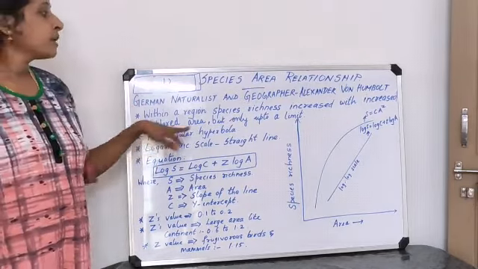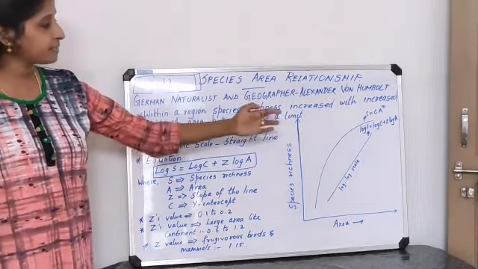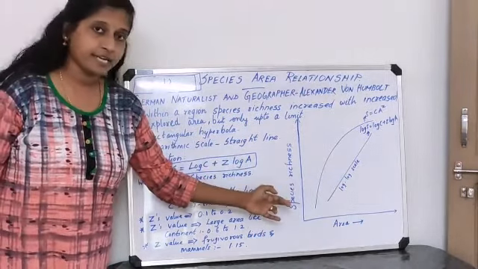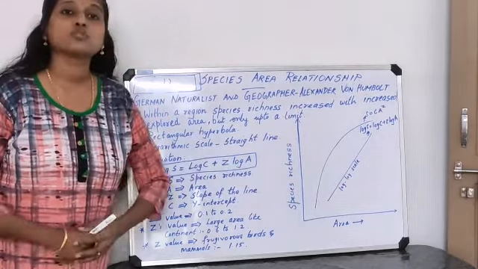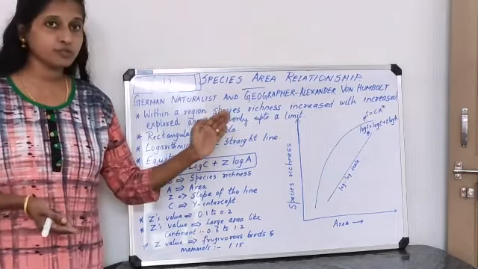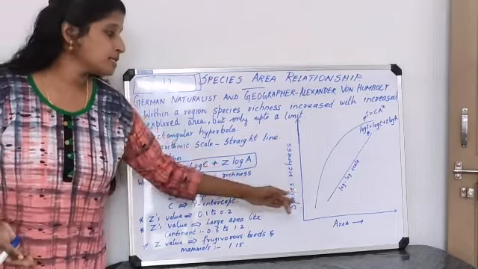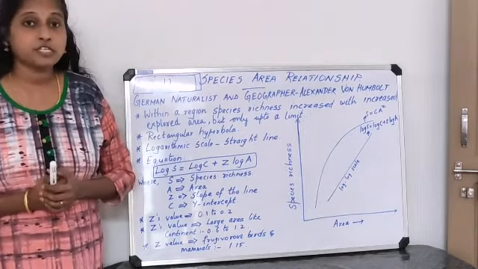Now he represented it in the form of a graph. When he represented it in the form of a graph, the x-axis is area and on the y-axis it is what? Species richness. You don't get any problems from here anyhow, but you should know the graph. So one is area and the other is the species richness. The y is the species richness.